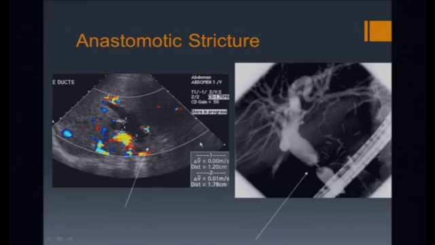This is a patient with an anastomotic stricture. Note markedly dilated proximal common bile duct and intrahepatic bile ducts here, as shown on this color Doppler image. And this is the corresponding cholangiogram showing a stricture at the duct-to-duct anastomosis.